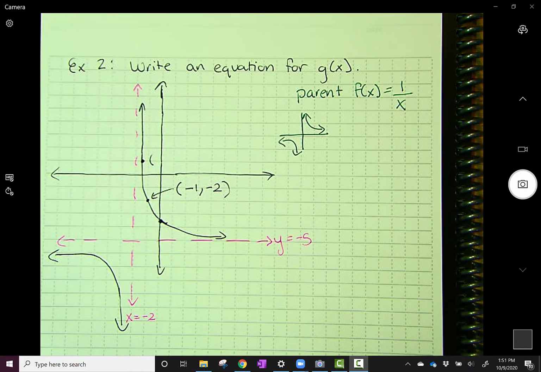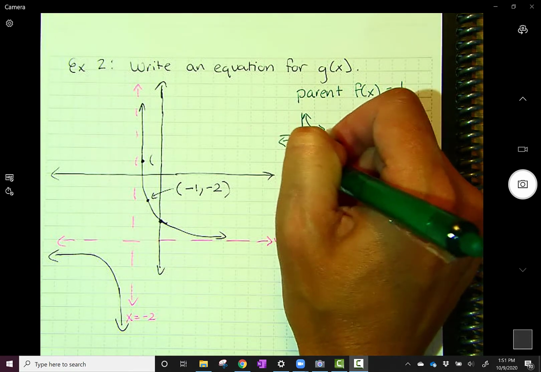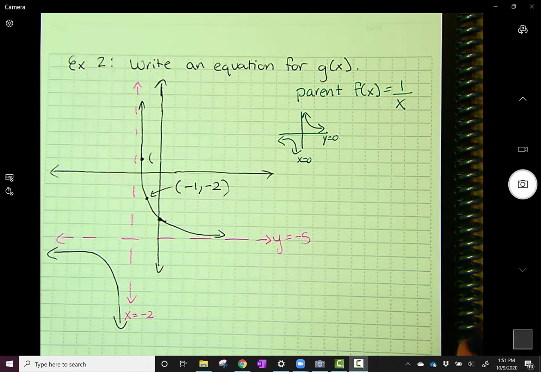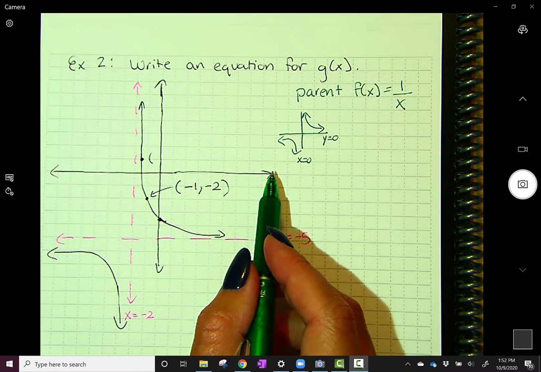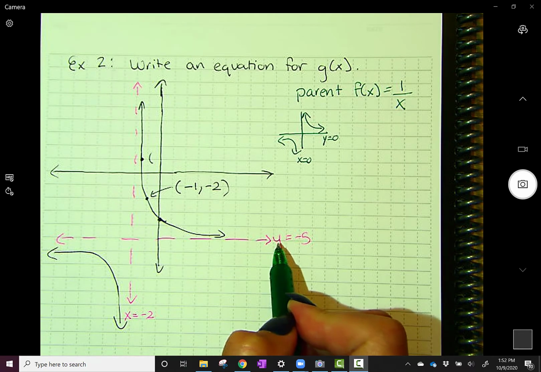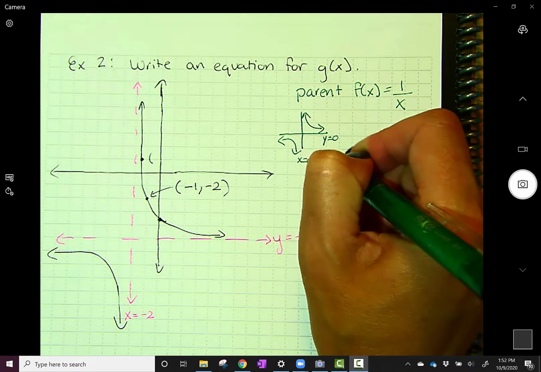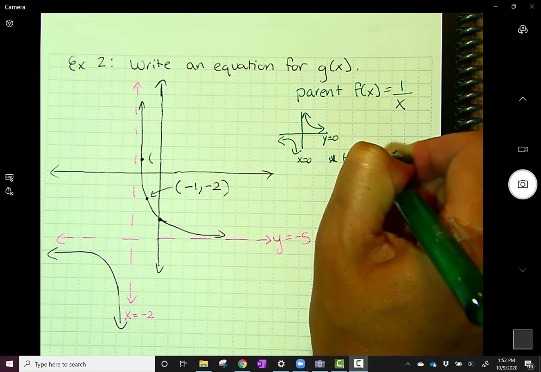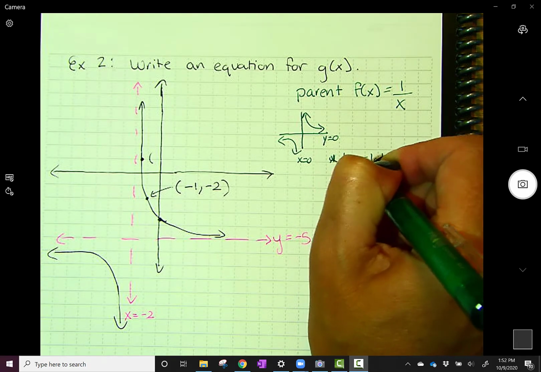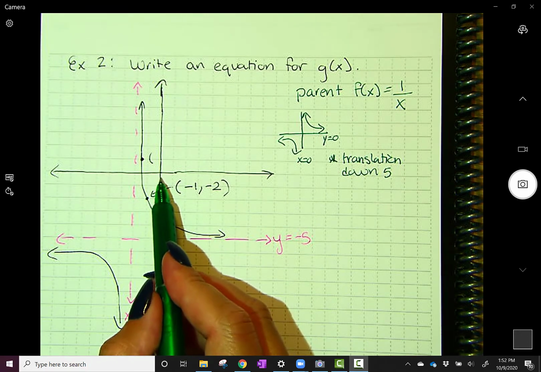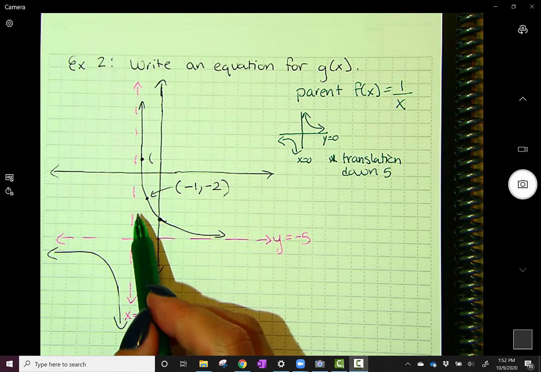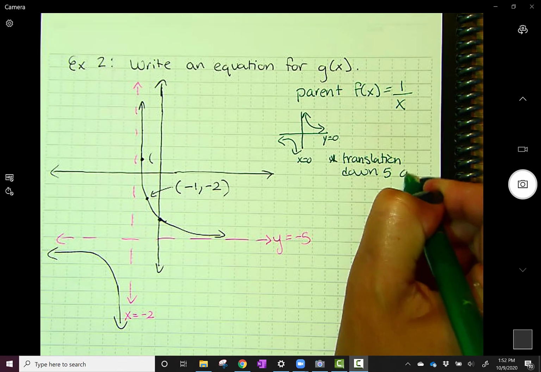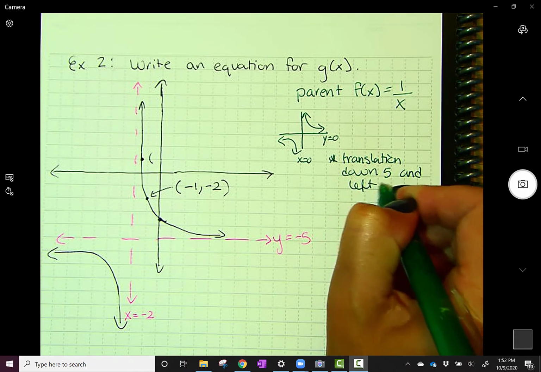It has asymptotes at x is equal to 0 and y is equal to 0, meaning that the graph follows those imaginary lines. Now look at what's happened with our asymptotes. The one that was originally at y is equal to 0 has been shifted down by 5. So that's one of our transformations. We have a translation down 5. And the asymptote that was originally at x is equal to 0 has been shifted to the left by 2.